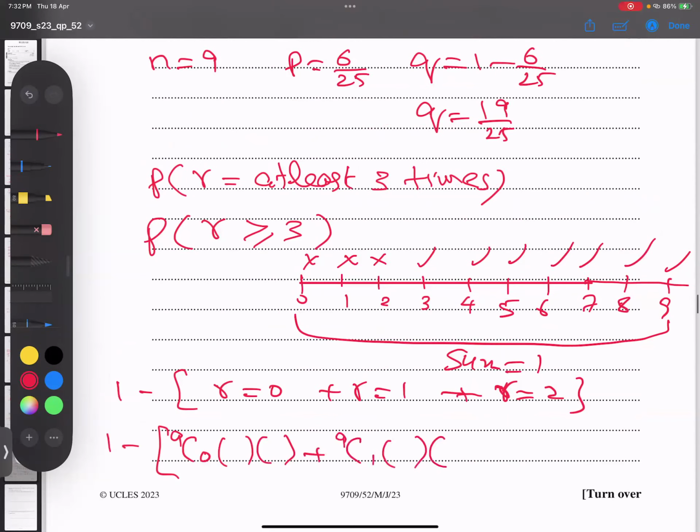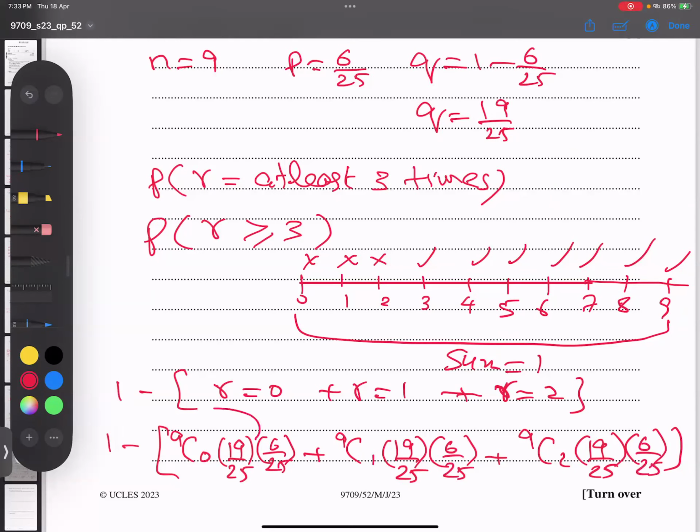9C1, 2 brackets. And 9C2, 2 brackets. Okay, in each first bracket, I will put Q. Q is what? 19 over 25. First bracket 19 over 25, because that is the Q value. And in the second bracket, I will put P, 6 over 25.